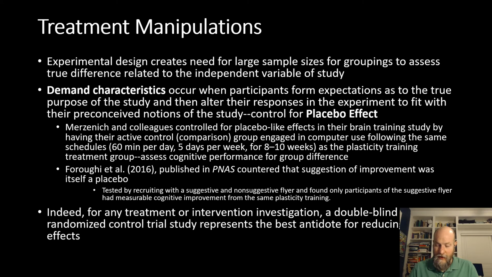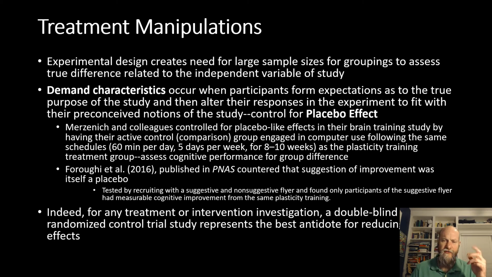And what they found is that people who were recruited using a suggestive flyer performed better than those that were recruited using the non-suggestive flyer. They basically were able to demonstrate that the placebo effect was playing a role, that the demand characteristic was in fact perhaps the real reason why people did better with brain plasticity training. This demand characteristic problem is why we have the development of an even higher, more golden standard within experiments, which is the idea of the double-blind randomized controlled trial study.